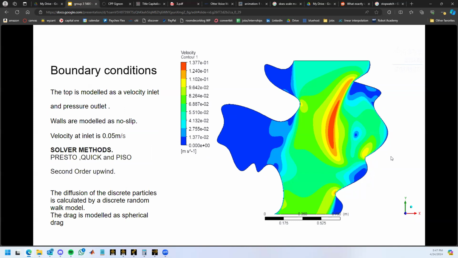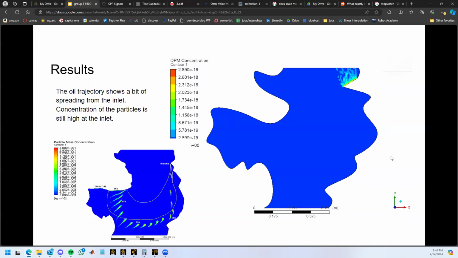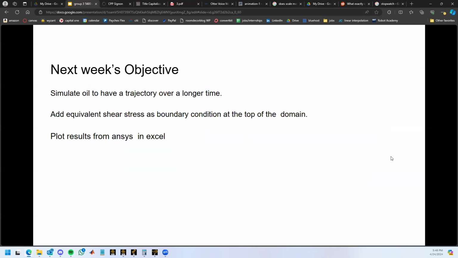And this is what I got for the velocity within the fluid and the domain. So for the oil trajectory, the results I got were that the concentration of the oil particles still seems to be at the oil inlet, but they're starting to spread out further into the fluid. I hope that for next week, I can simulate it to be closer to the paper's simulation.